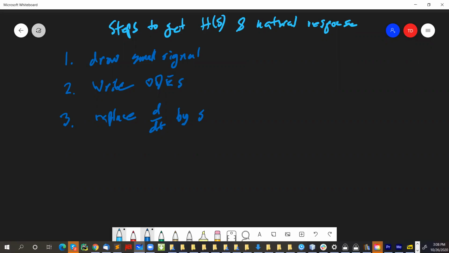Is it clear? We'll do it for one more example after this, for the source follower, which will make it more clear. Okay, so replace your d/dt's by s, and then step 4, what's the next step?